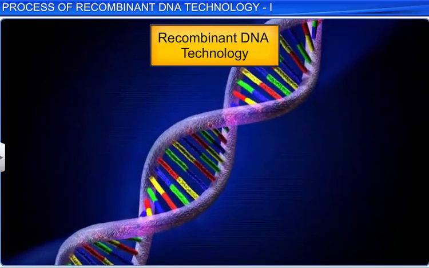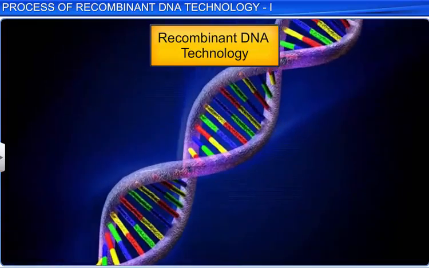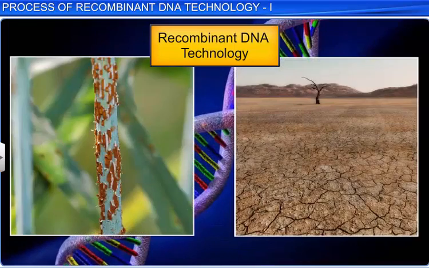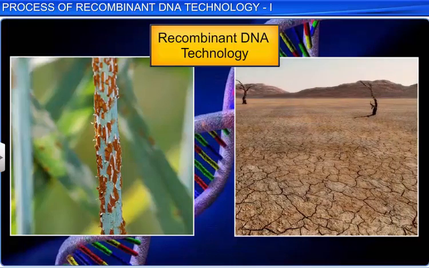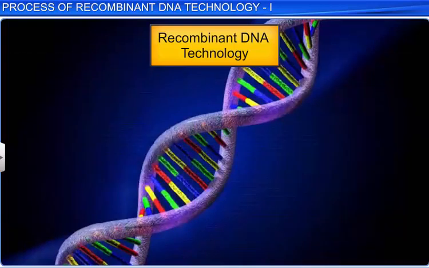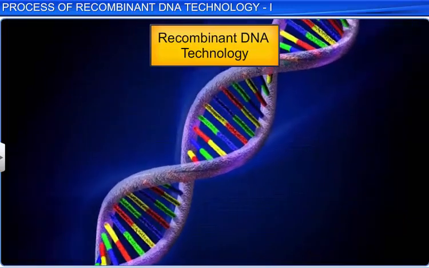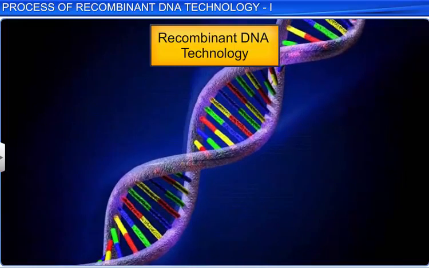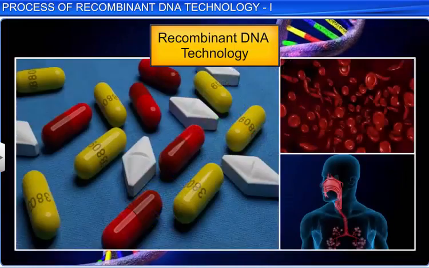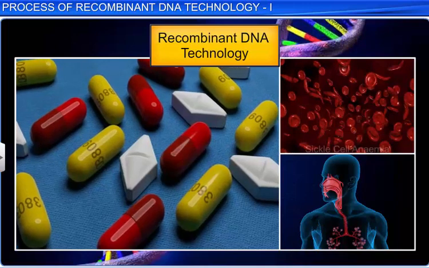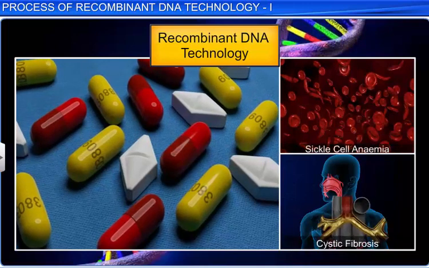Recombinant DNA technology has gained paramount importance in the 21st century. In times when agriculture is faced with challenges such as drought, diseased crops, and poor yield, this technology has a vital role to play in developing better crops. Recombinant DNA technology has also helped produce medicines to prevent and cure diseases such as sickle cell anemia and cystic fibrosis.